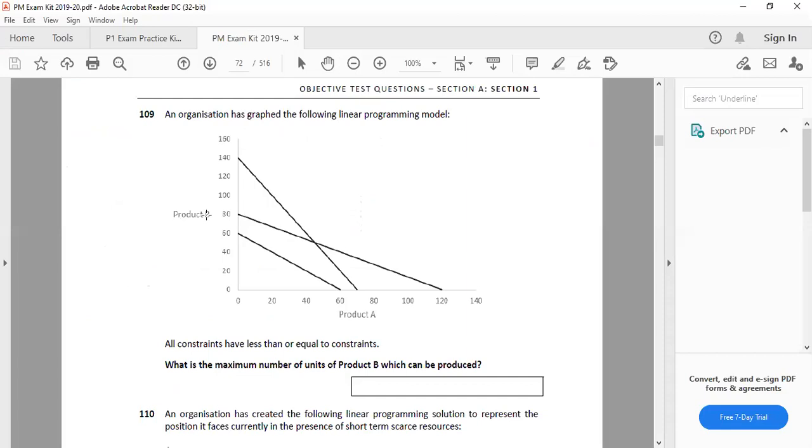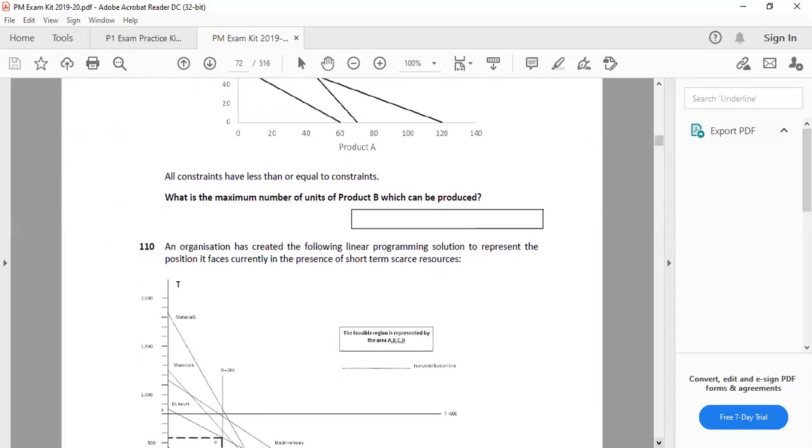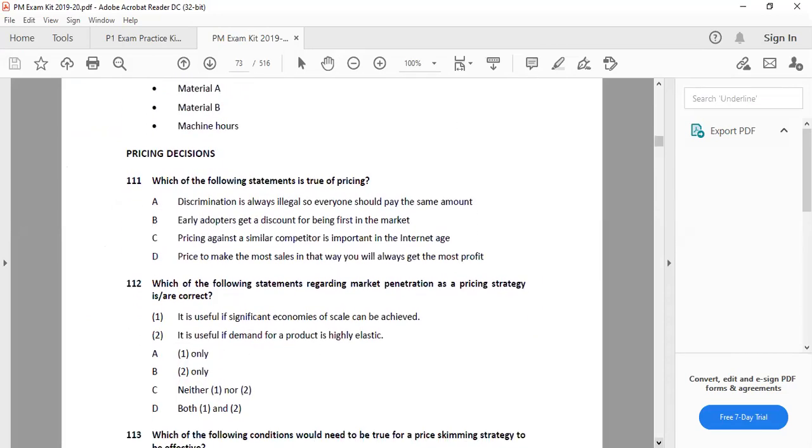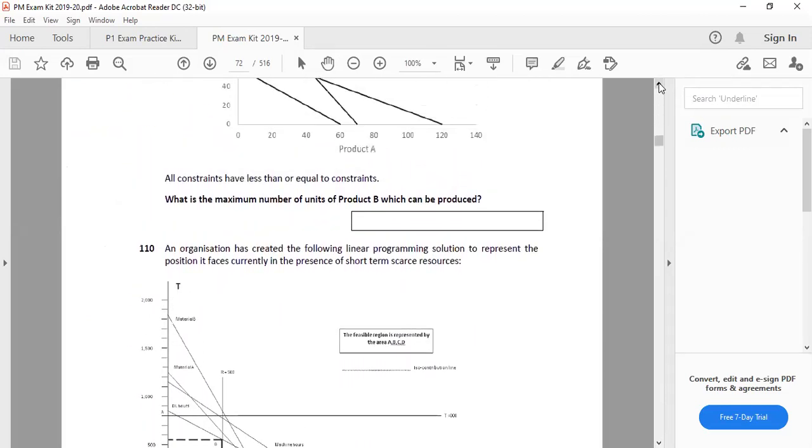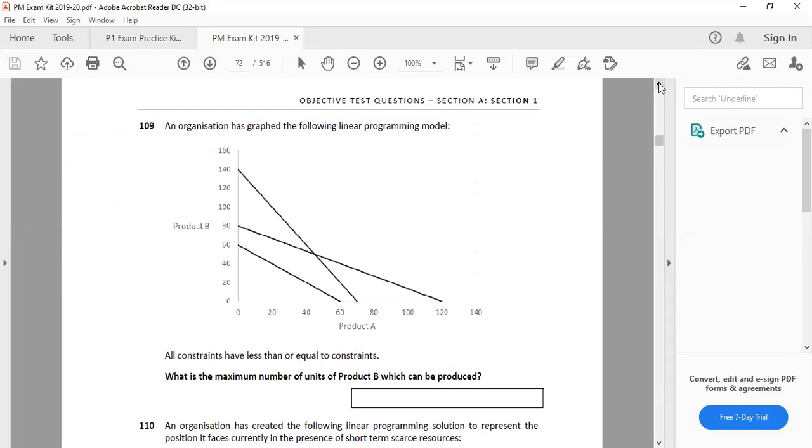There is a graph here. So we will take up the rest of the time answering graph related questions. You need to pay a little attention. There are two graphs which are given to us in the examination kit. Let's try to answer. First, look at this one. Once I put this image there, it may not be very clear to us. So I hope you are able to see this one. Question number 109. An organization has graphed the following linear programming models.